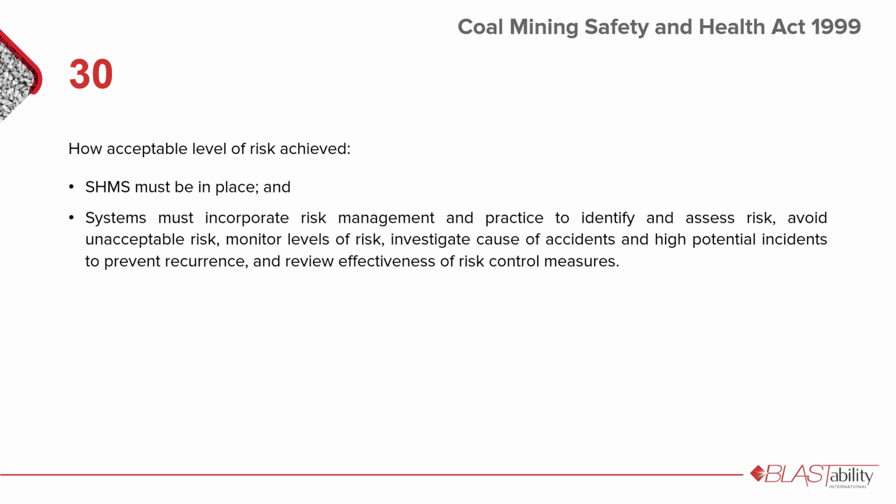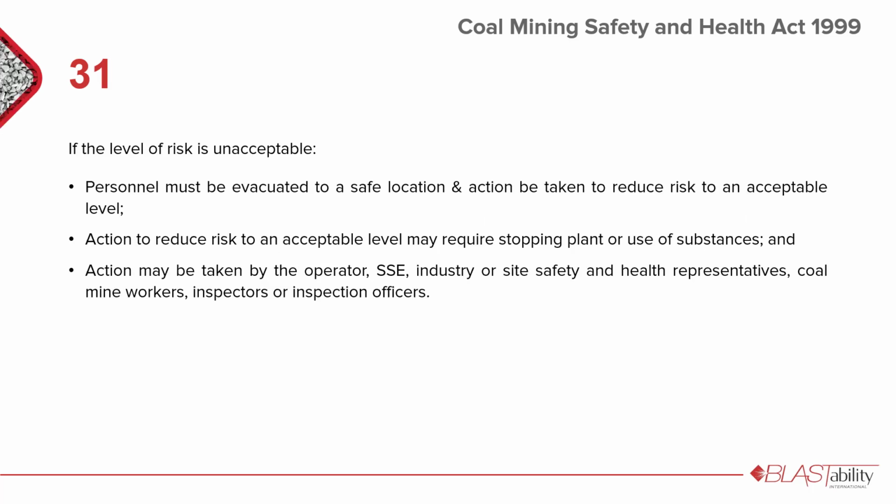SHMS must be in place. Systems must incorporate risk management and practice to identify and assess risk, avoid unacceptable risk, monitor levels of risk, investigate causes of accidents and high potential incidents to prevent recurrence, and review effectiveness of risk control measures. 31. If the level of risk is unacceptable, personnel must be evacuated to a safe location and action be taken to reduce risk to an acceptable level.